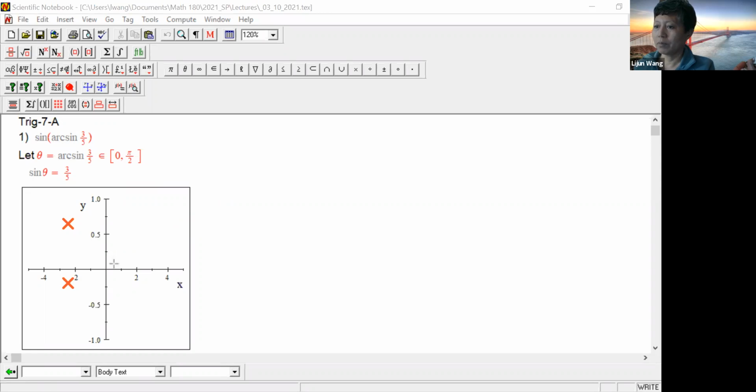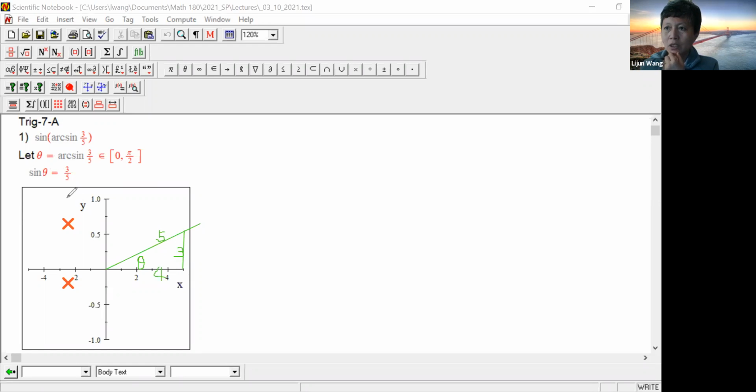Okay. Now, so this is a terminal, and that's theta. Right? Now, from this piece of information, I can draw the triangle. This will be the opposite, and so this is going to be 3, and this is a 5. Right? And of course, this is a 4, but I don't need that.